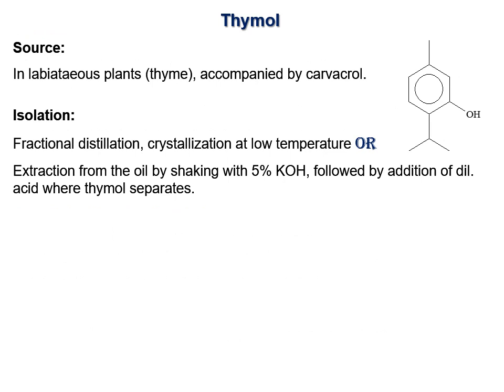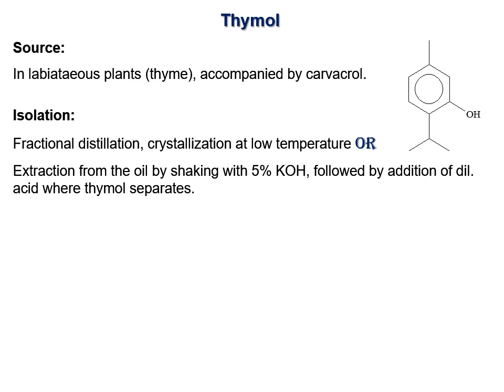First example of phenol is thymol. It exists in herbaceous plants such as thyme and is usually accompanied by carvacrol. This is the structure of thymol. If you remember, this could be similar to menthol, except for the aromatization in the ring.